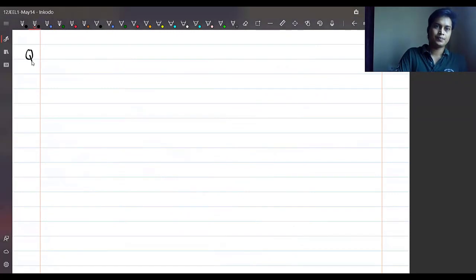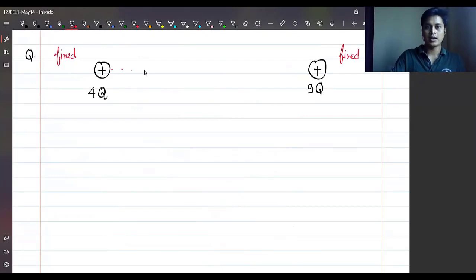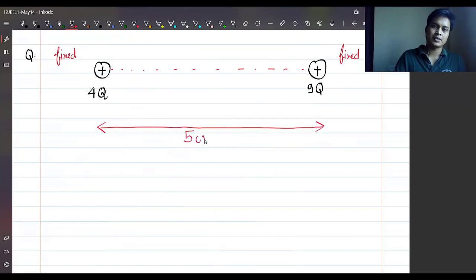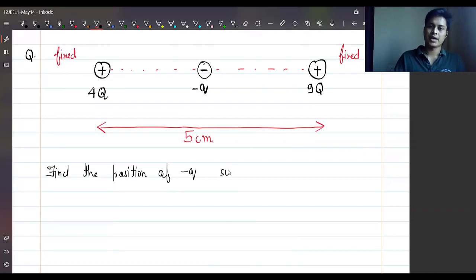Let's do one more question like this. So two charges are given to me. This has charge 4Q over it, and the other particle has charge 9Q over it. And they're fixed, of course. These two charges are fixed. And along the line joining, let us say 5 centimeters is given as the distance between the charges. And I want to put another negative charge here of magnitude Q, call it minus Q. So the question is, find the position of minus Q such that it stays at rest, or stays in equilibrium.